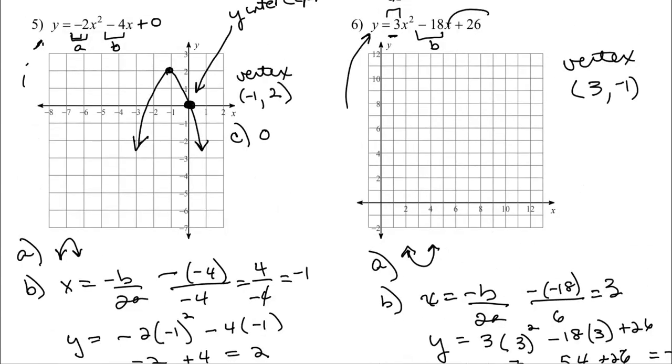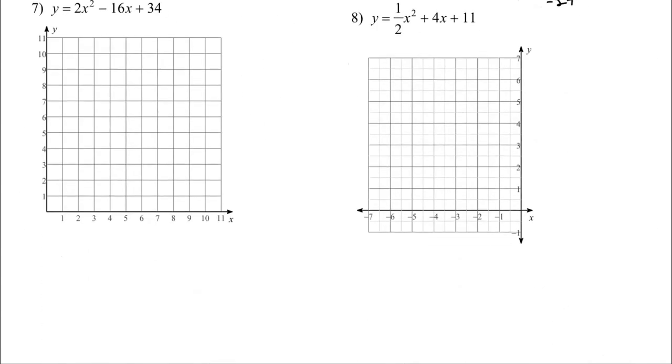What about the y-intercept? It's your constant. So the y-intercept is 26, and I don't have a 26 value on my y-axis, so I can't plot that. But I can go over 3 and down 1, and this vertex is going to be facing up because my leading coefficient is positive. So that takes us to 6. 7 is the following.